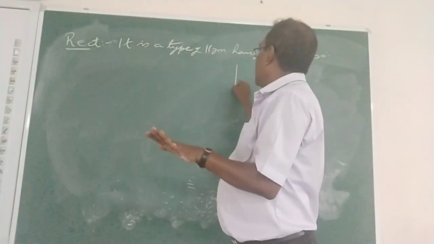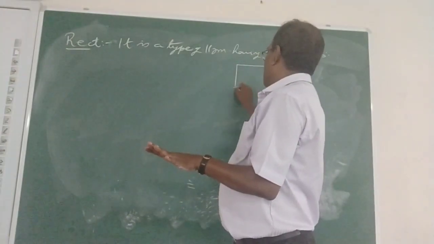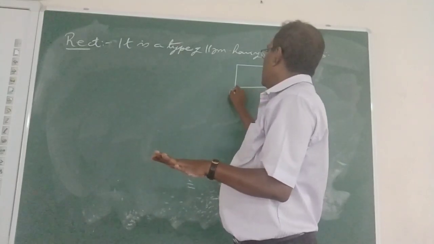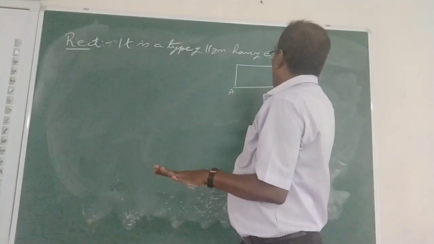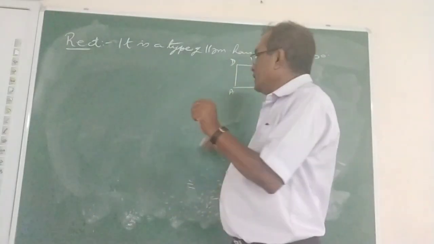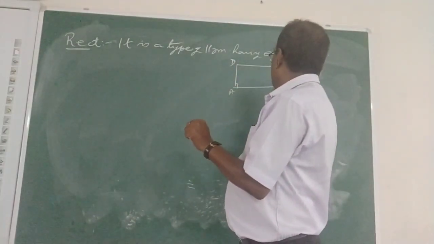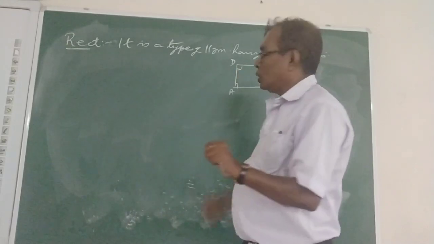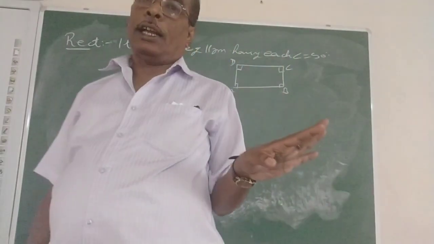So suppose here is a rectangle. Why is it a rectangle? Because 2 things are there. One is that it is a parallelogram, which means all the 4 properties are there, and each angle is 90 degrees: angle A, B, C, D equal to 90 degrees. So therefore it is a rectangle.